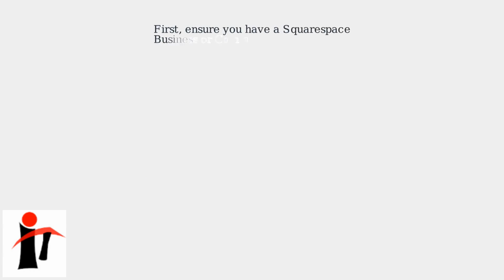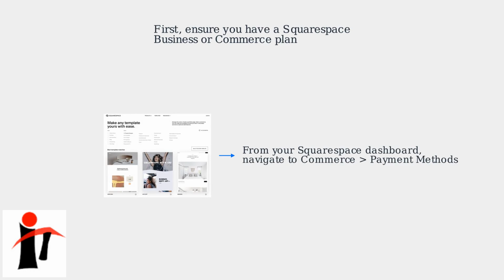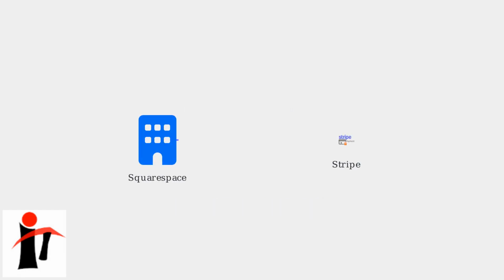To set up the connection between Squarespace and Stripe, you'll first need a Squarespace business or commerce plan. From your Squarespace dashboard, navigate to the Commerce section and then select Payment Methods. In the Payment Methods section, you'll find various payment processor options, including Stripe for handling credit card payments. Click the Connect Stripe option to begin the integration process. Click Connect Stripe and follow the prompts to either log in to your existing Stripe account or create a new one.